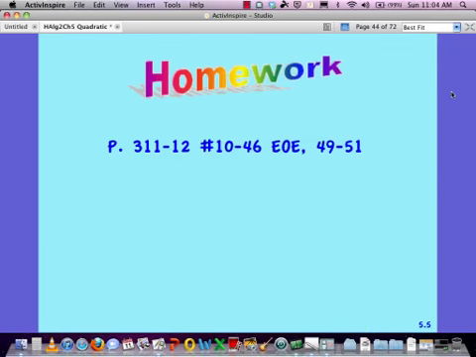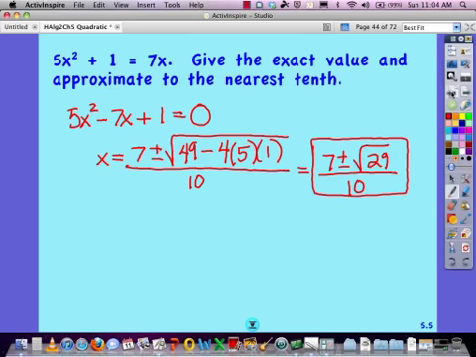So we're going to work through these, and also remind me to show you how we put in the quadratic formula on our calculator. So we should be good to go.